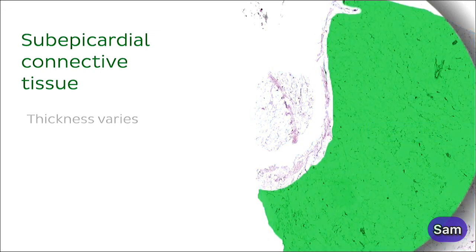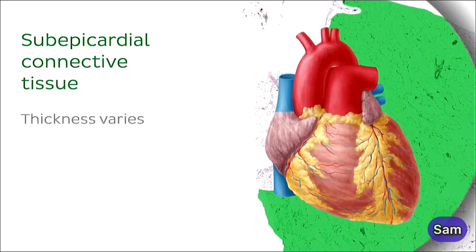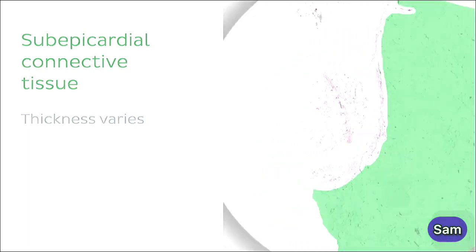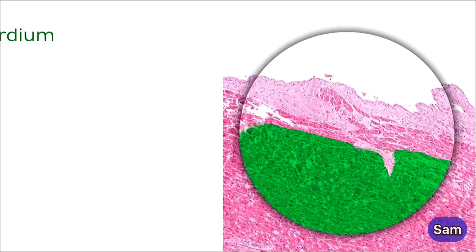The thickness of this layer varies around the heart depending on how much fat or adipose tissue is present. The coronary sulcus is an example of where the epicardium is thicker because of the fat deposits found there. The second, or the middle layer of the heart, is called the myocardium, part of which we can see highlighted in green in this image.